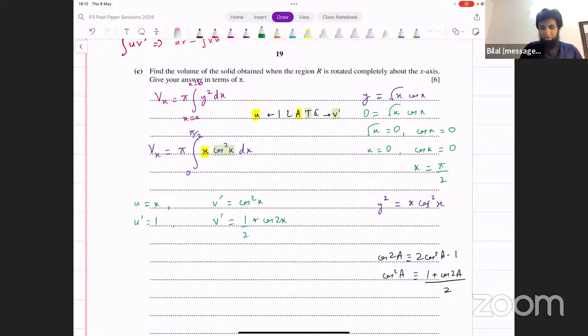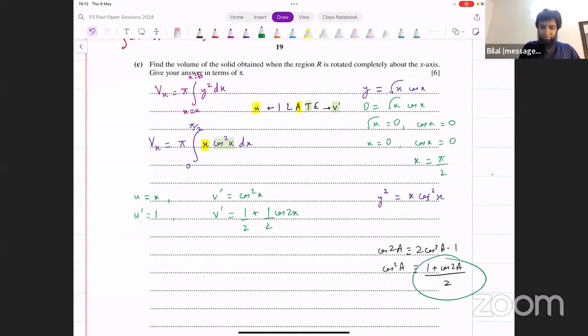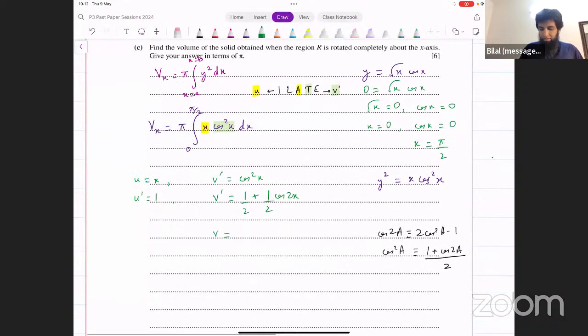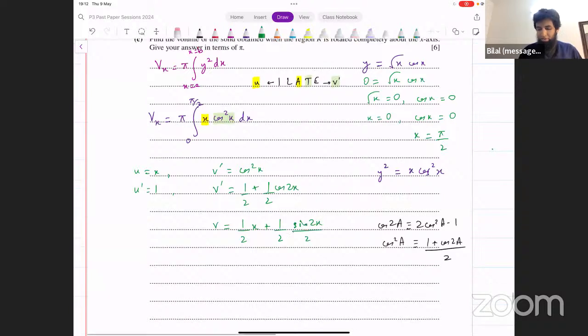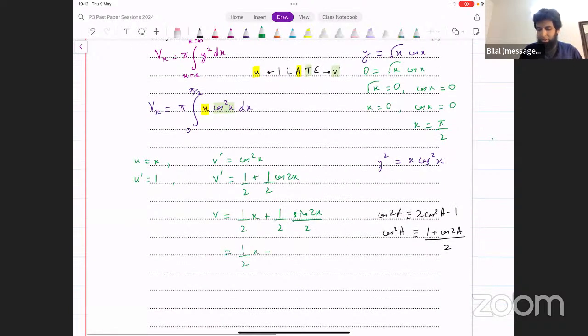I'm going to break it down into two parts like this: 1 over 2 separately, and then half cos 2x separately, right? It's the same thing as this. Now, let's integrate it. Integration of 1 over 2 is 1 over 2x, and integration of cos 2x is sine of 2x divided by 2. And that gives us 1 over 2x plus 1 over 4 into sine of 2x. That's the value of v that we get.